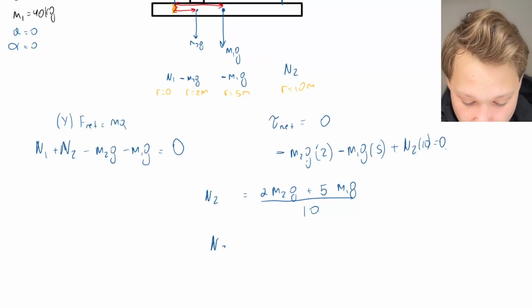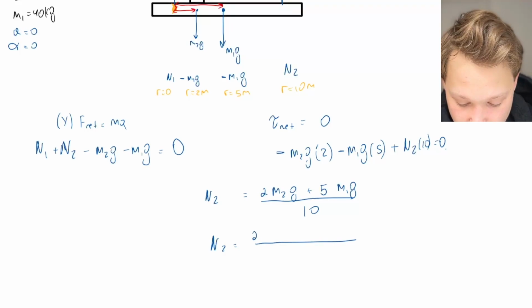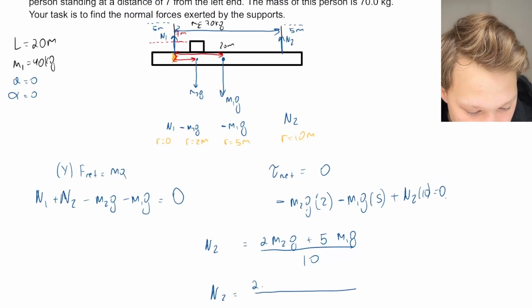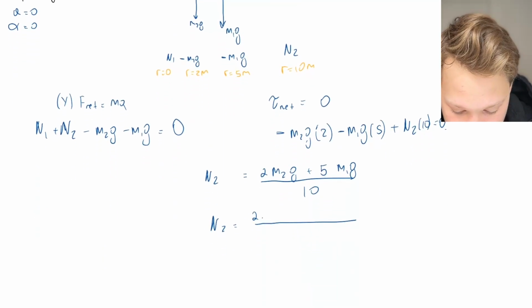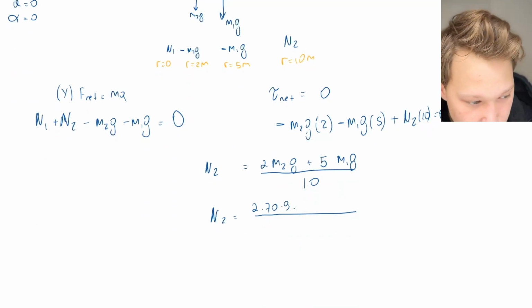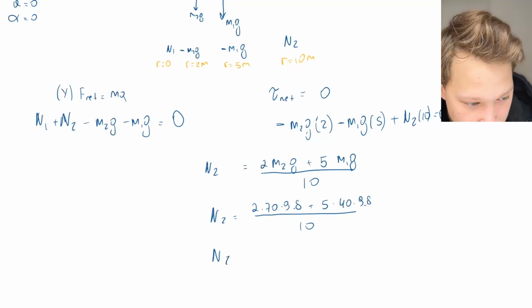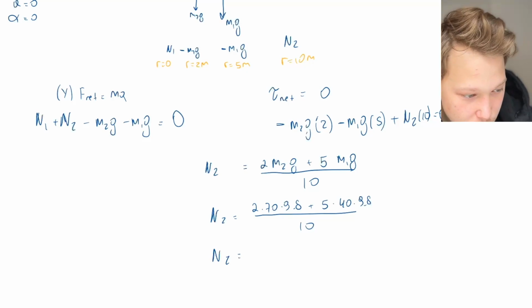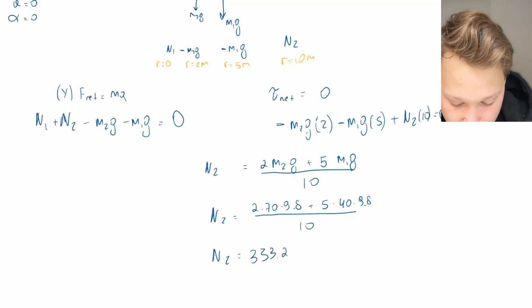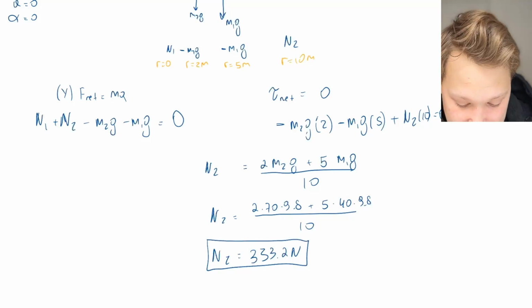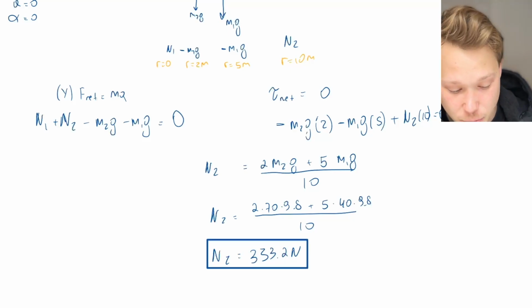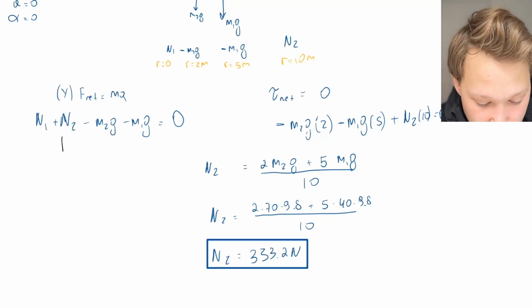So plugging in all the terms, it's 2 times the second mass, which is 70 kilograms, times 9.8, plus 5 times 40 kilograms times 9.8, over 10, and that is equal to 333.2 newtons. So that's the normal force from the right support.